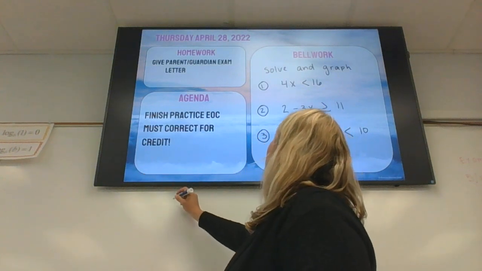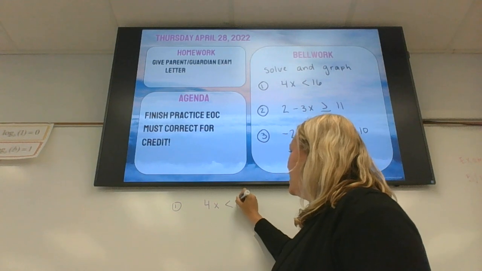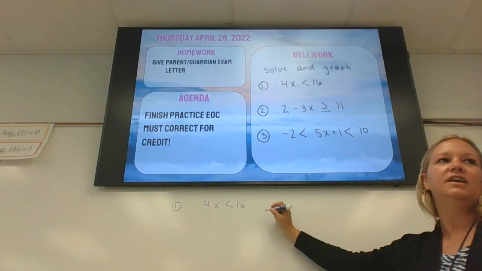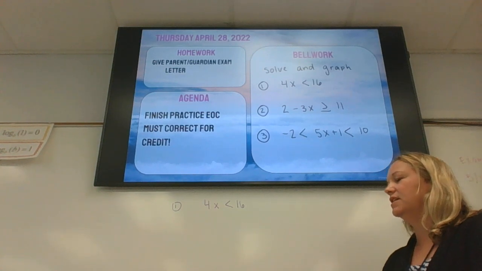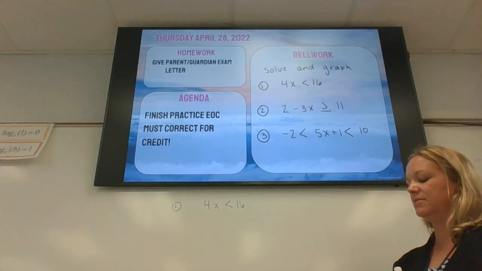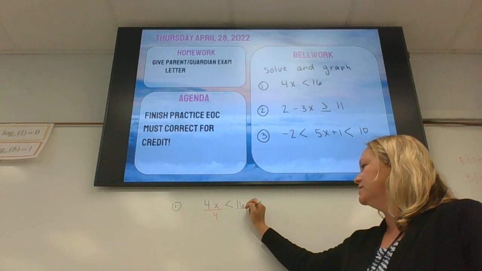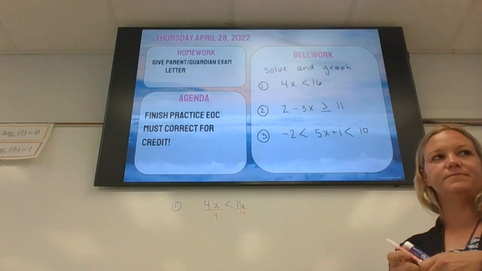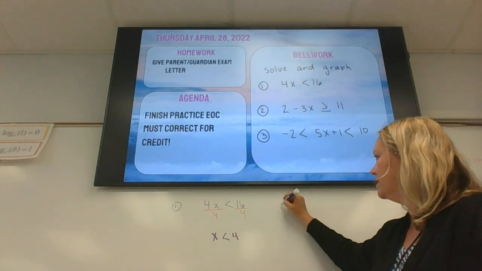That is great. Okay, so for number 1, 4x is less than 16. The alligator mouth is opening to the 16. So this is different than graphing on an XY axis. Sometimes with inequalities we graph on a number line. So when I divide both sides by 4, I get x is less than 4.